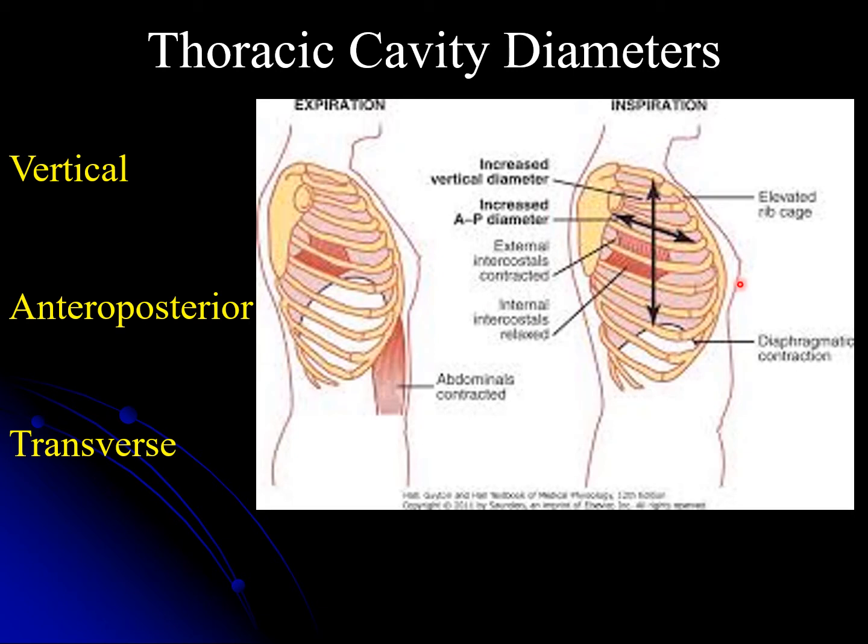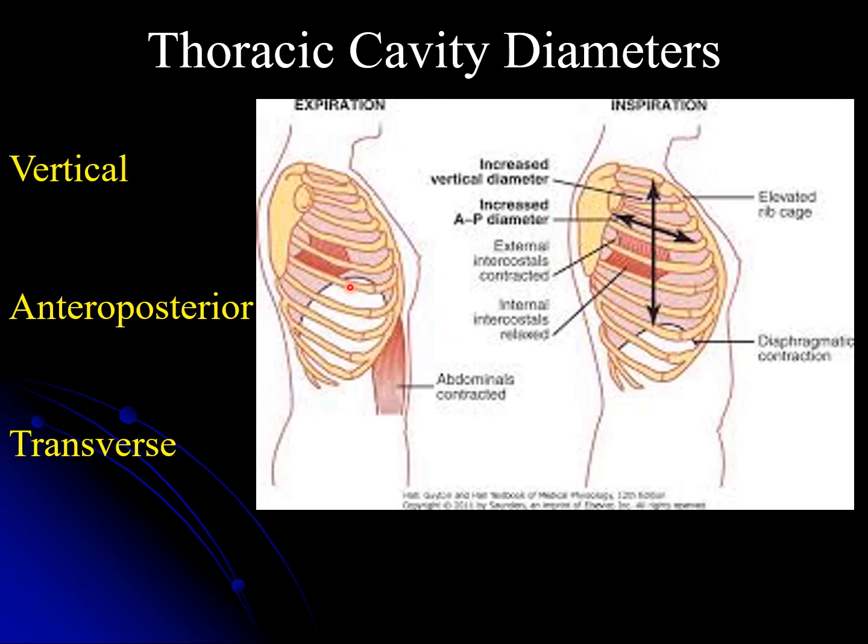The second diameter is between the anterior and posterior parts of the thoracic cavity, that is between the sternum and the vertebral column. So this diameter is known as the anteroposterior diameter, between the sternum and vertebral column. The third diameter is between the two lateral walls of the thoracic cavity, that is from the right to the left side of the thoracic cavity.